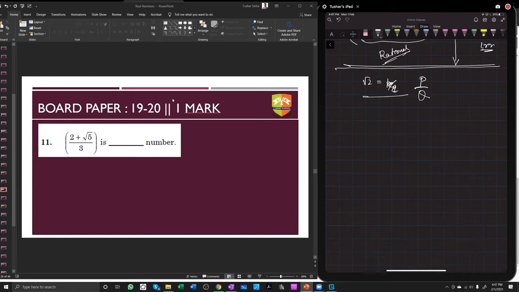So every non-complex number will anyways be a real number. But here the answer expected from you is irrational number. So you have to write irrational. You have to answer in either rational or irrational terms. So clearly it is an irrational number. Why? Because the sum of a rational and an irrational number is irrational. Always. So let's go to the next one.